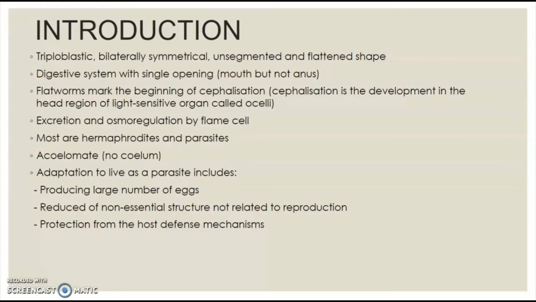Introduction. First, it is triploblastic. It means the organ system is formed out of 3 germ layers, which are an outer ectoderm and an inner endoderm with a mesoderm between them. Bilaterally symmetrical, unsegmented and flattened shape. Second, digestive system with a single opening. Flatworm has a mouth but no anus.